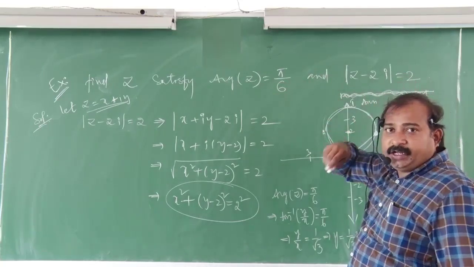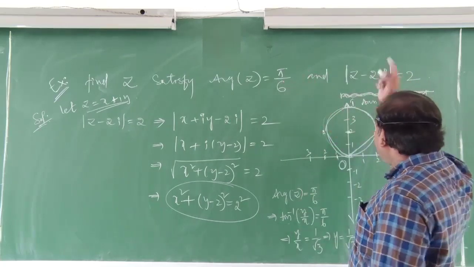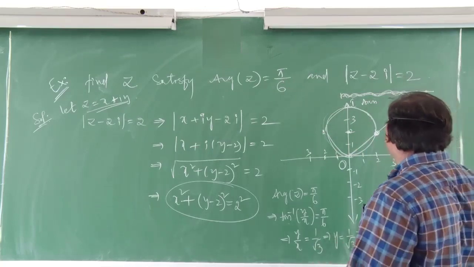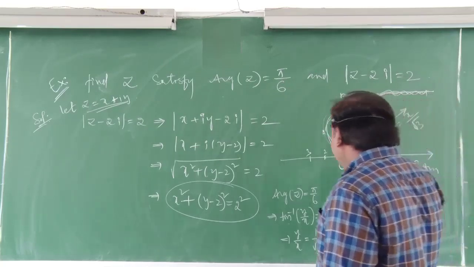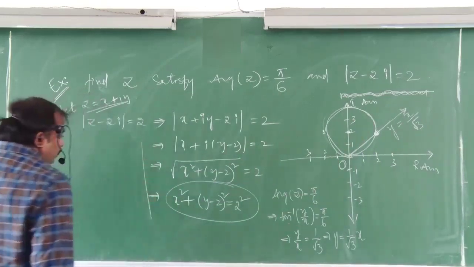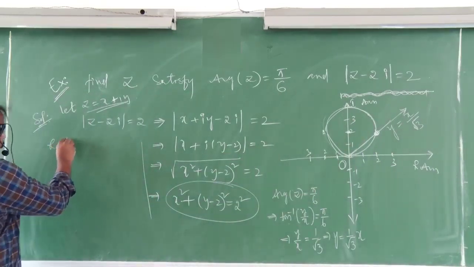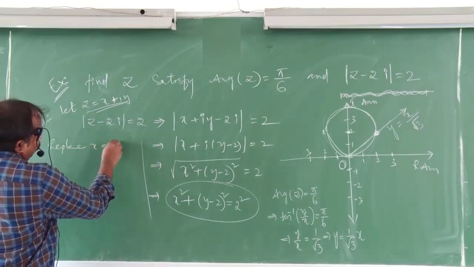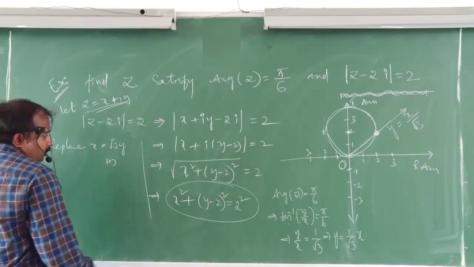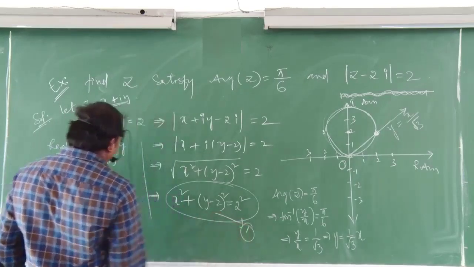Our required z lies on this ray and also on this circle. Then solve them. How can you solve it? Simple. y is equal to x by root 3, therefore x equal to root 3 y. Let this be equation number 1.